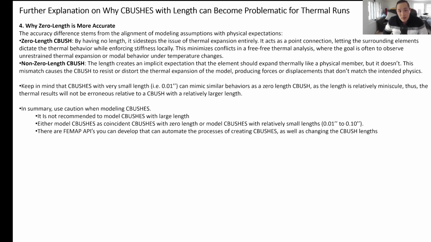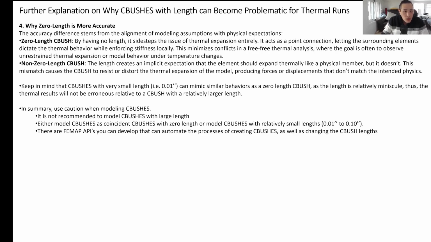The length creates an implicit expectation that the element should expand thermally like a physical member, but it doesn't. This mismatch causes the CBUSH to resist or distort the thermal expansion of the model, producing forces or displacements that don't match the intended physics. Keep in mind that CBUSHES with a very small length, such as 0.01 inches, can mimic similar behaviors as a zero-length CBUSH, as the length is relatively minuscule. Thus, the thermal results will not be erroneous relative to a CBUSH with a relatively larger length.